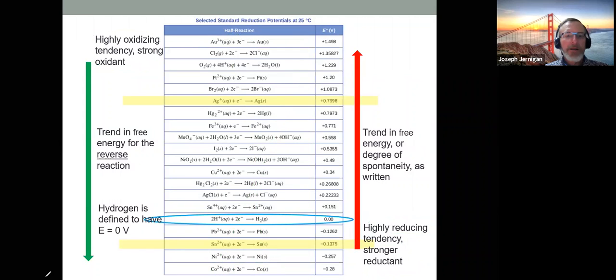All right. Now, anything else? Hydrogen. Hydrogen is defined to have 0 volts, and that's really cool. And I'll tell you why that's cool.